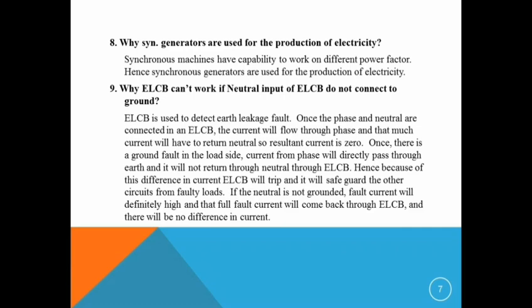If the neutral is not grounded, the fault current will definitely be high and that full fault current will come back through the ELCB and there will be no difference in current.